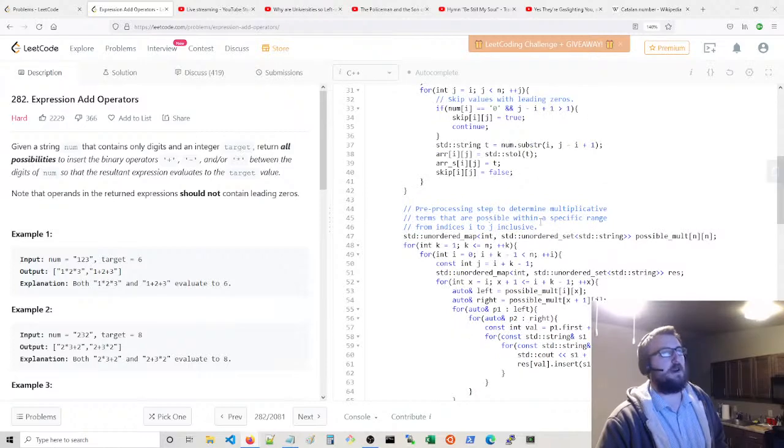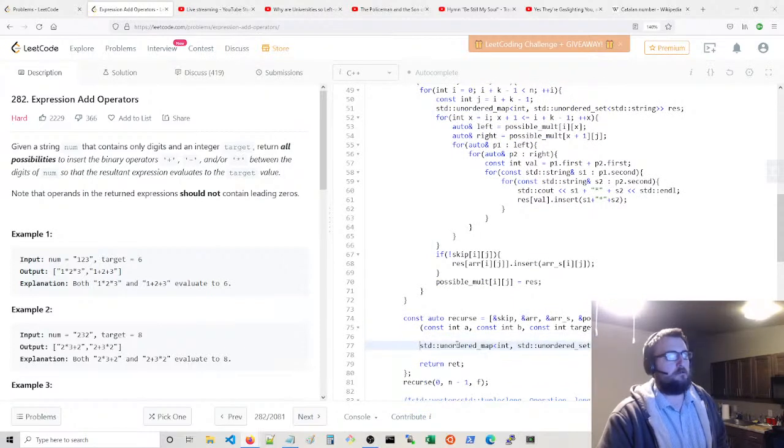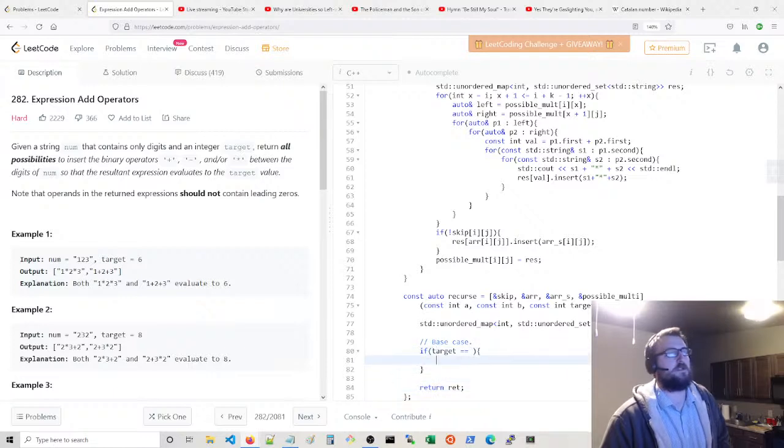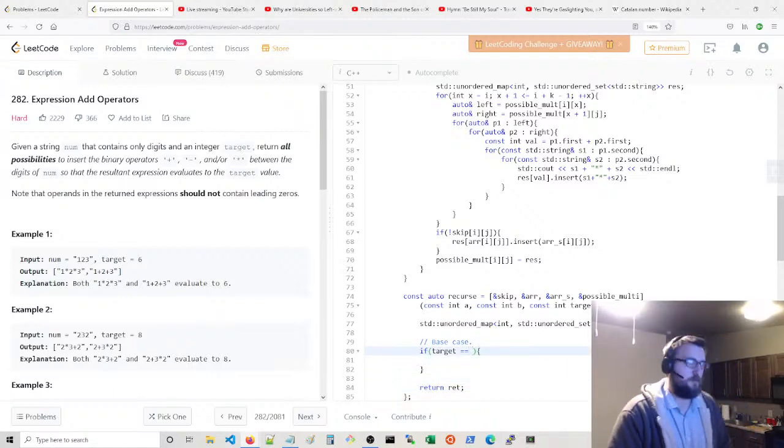This I think should also be an unordered map of strings. I think that's the correct way to do this. Maybe, I'm actually not sure. And so we won't have ret, we'll say base case. So if the target is any of the multiplicative portions, then we want to add those, and it doesn't exit processing. I would just call it base case, it's fine.